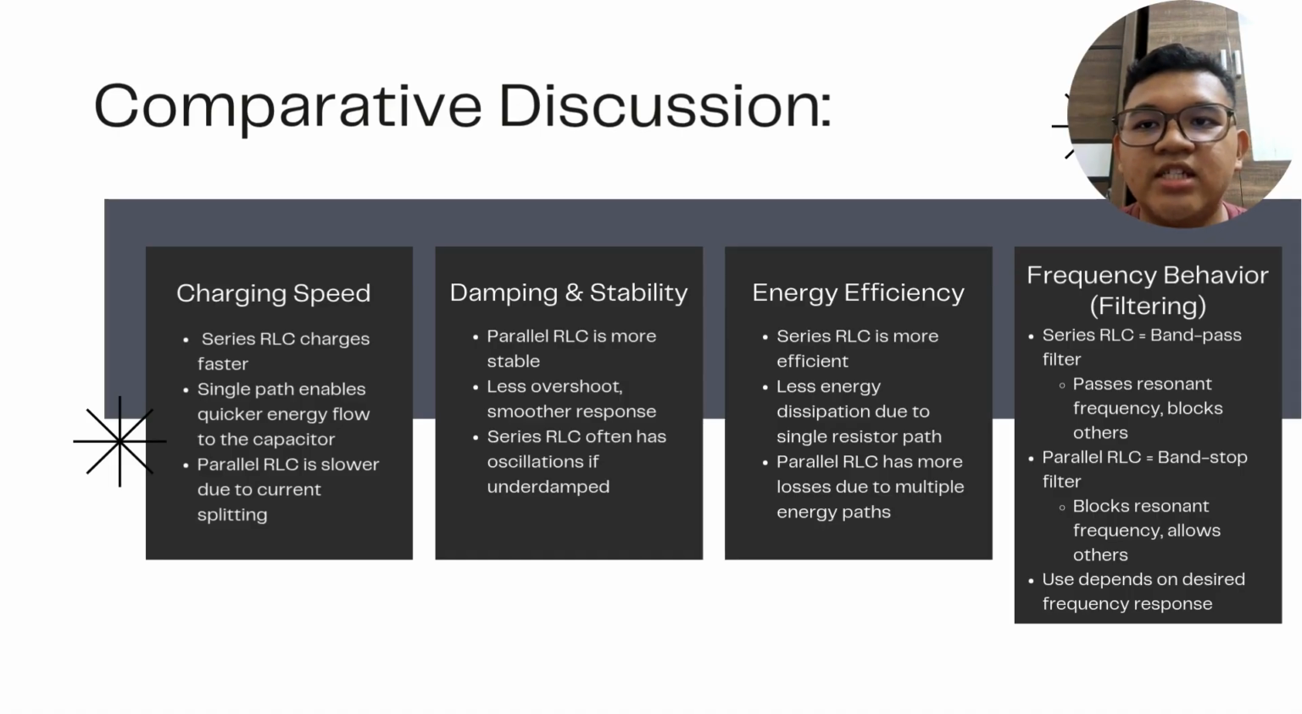The next one is the energy efficiency. The series RLC circuit is more efficient overall. It has only one path for energy dissipation, which reduces losses. On the other hand, the parallel RLC allows energy to dissipate through multiple paths, leading to lower overall efficiency.